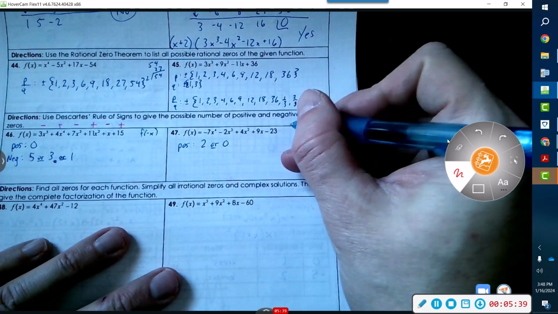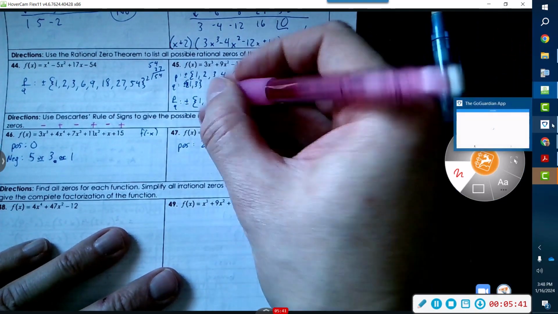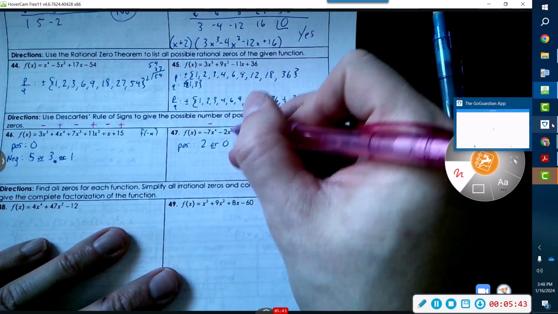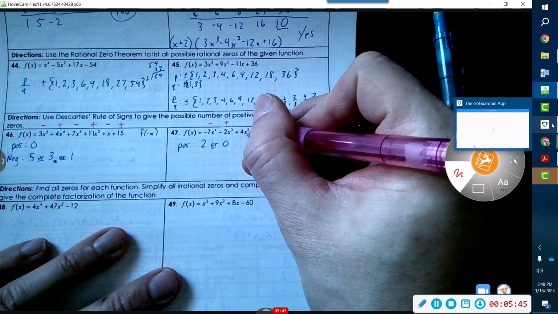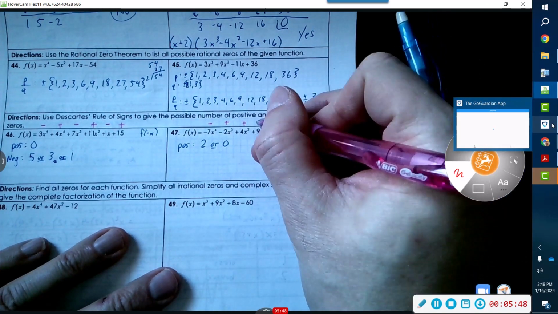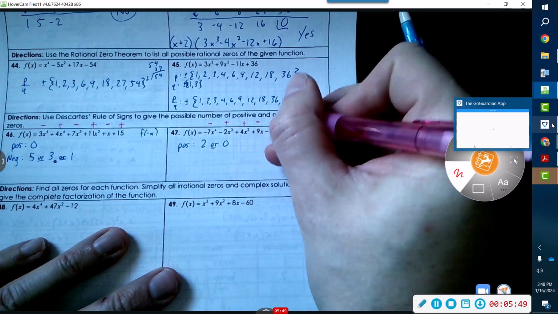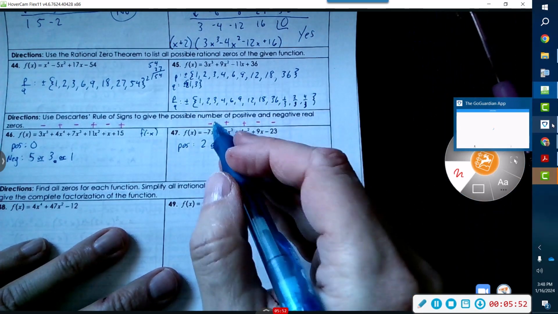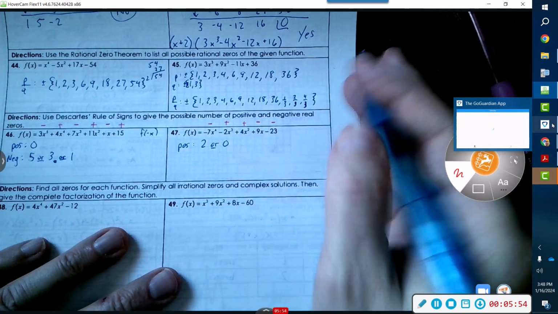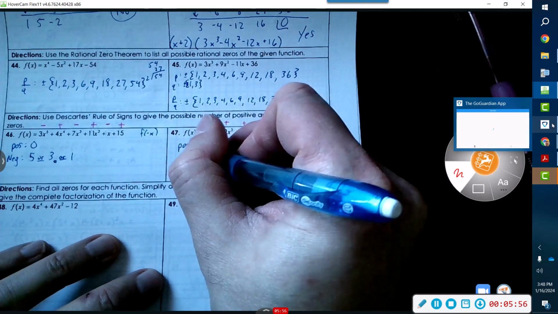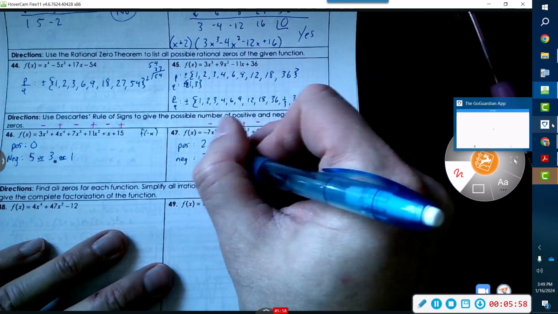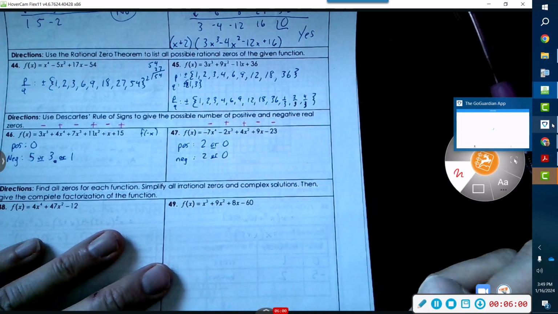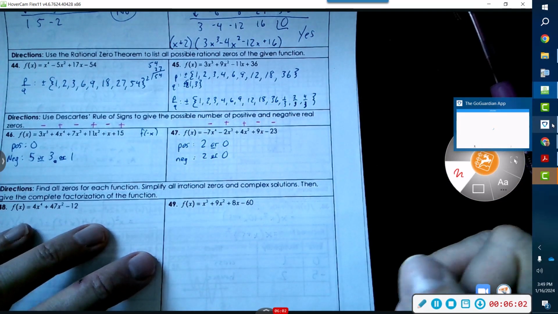Okay, negative. So let's go ahead and change this. This guy would stay negative. This guy would become positive. This guy would stay positive. This guy would be negative. And then he's negative. So how many sign changes do we have? 1, 2. We only got 2 sign changes. So that would be 2 or 0. Okay. And there we go.